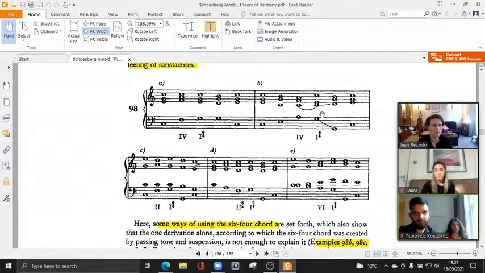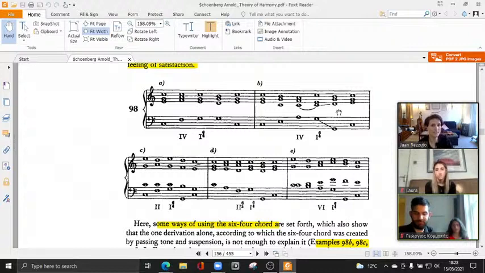Now this has been a lovely conversation between Georgios and me, but Laura and Iris, are you getting anything of this? Because this is kind of new. So, the C, the retardation behaves as a suspension, but instead of going down to the B, which would be a suspension, it resolves up to a consonant. That's a retardation.